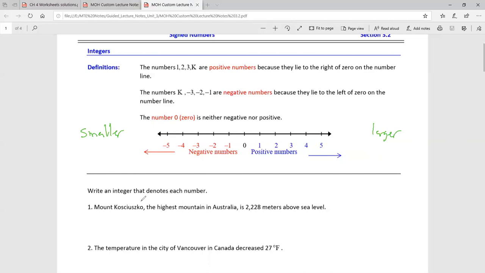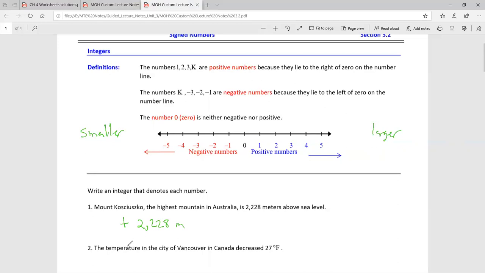All right, so we got this mountain, and I'm not going to try and pronounce that. The highest mountain in Australia is 2,228 meters above sea level. So that would be a positive number. Now, we normally don't write the positive here, but I'm just illustrating a point. That's 2,228 meters. That's what we mean by write an integer for that.